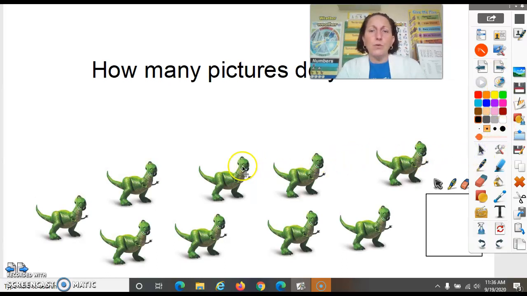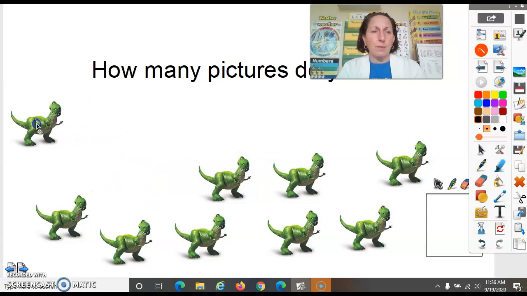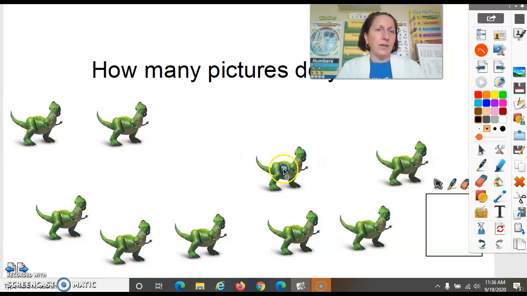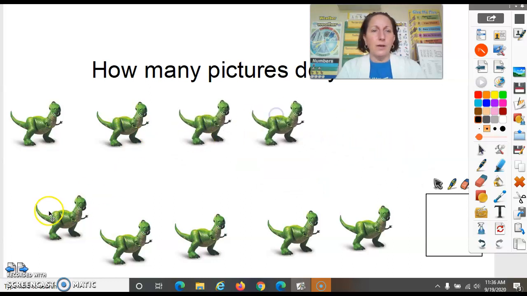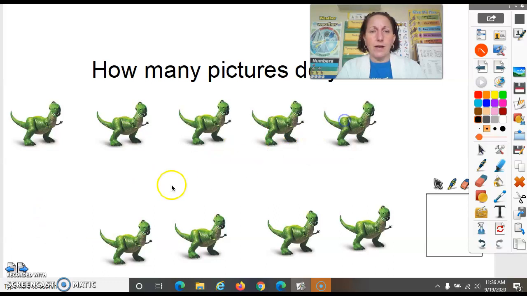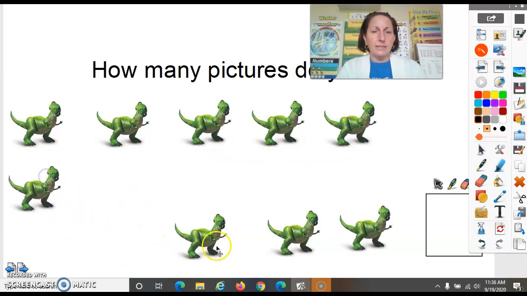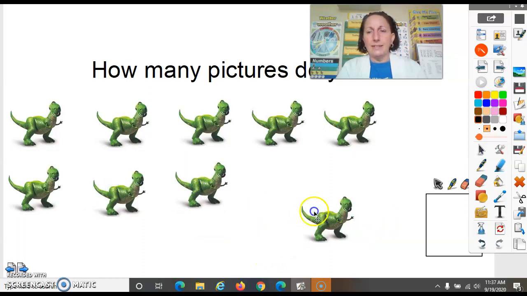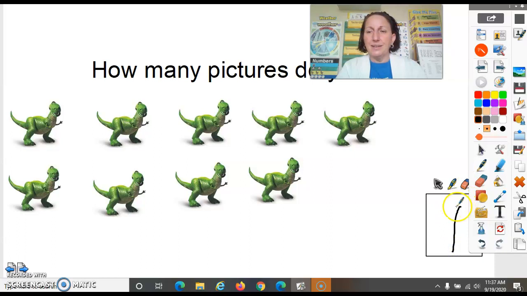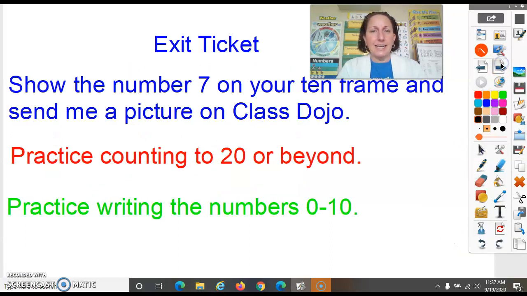Now with these, I can move them, so I'm going to pick them up and move them. So if it's something that you can actually pick up and move, you're going to move it. So you're going to move this one over and you're going to say 5, 6, 7, 8, 9. And then you're going to write the number 9. Great job, guys. All right, let's take a look at the next one.